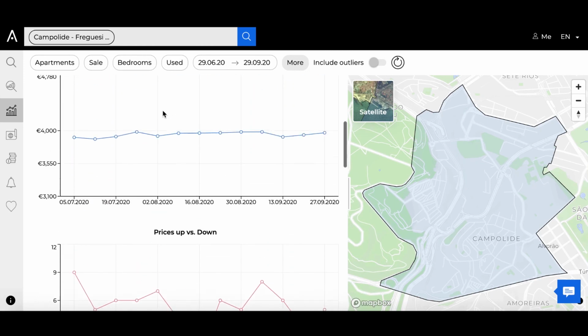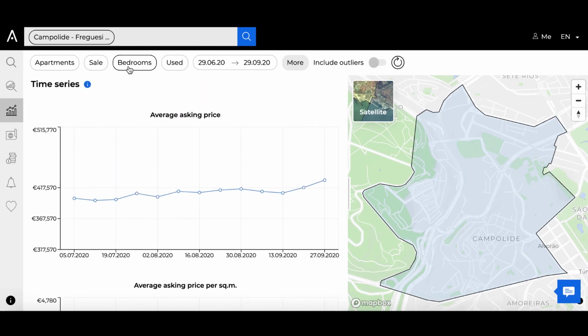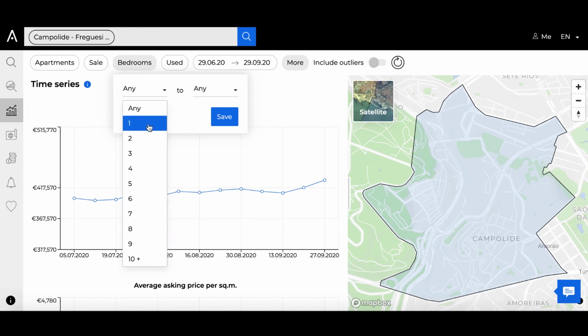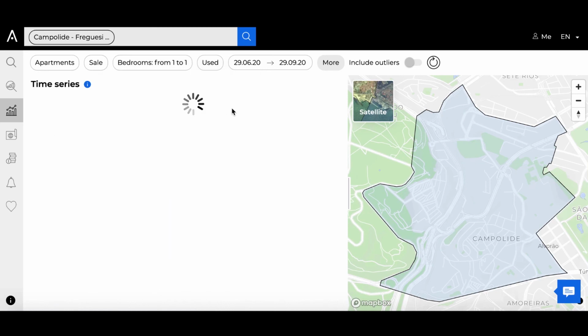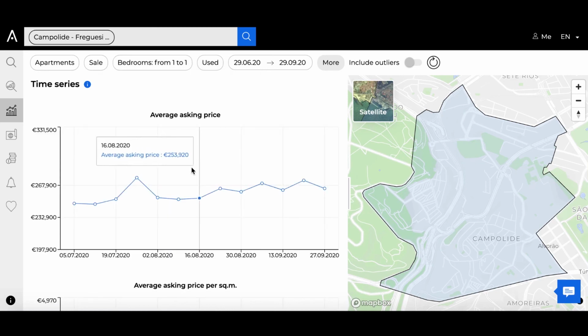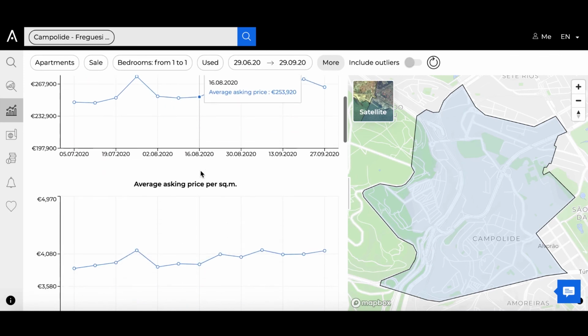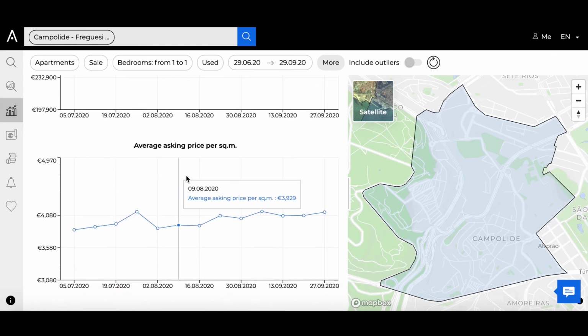Again, what's great about here is that you can always customize and choose a more specific type of property. So perhaps I want to see only properties with 1 bedroom. I can click save, and I'll be shown that exact information here. Very simple to use, very accurate, and incredibly informative is the most important thing.